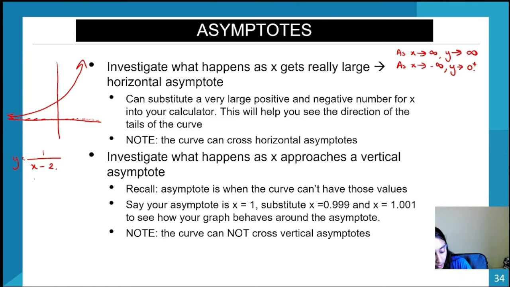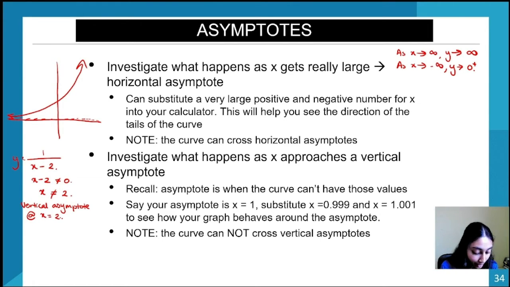So our denominator, x minus 2, can never be equal to 0. So my x value can never be equal to 2 because then the universe will explode. So I'll have an asymptote at x is equal to 2. So I can write, we have a vertical asymptote at x is equal to 2.